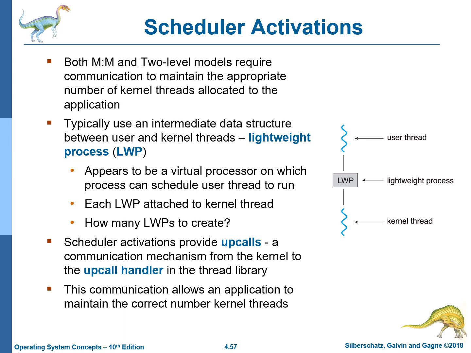Each lightweight process is attached to a kernel thread, and how many lightweight processes to create is the question. Scheduler activations provide upcalls, a communication mechanism from the kernel to the upcall handler in the thread library. This communication allows an application to maintain the correct number of kernel threads.